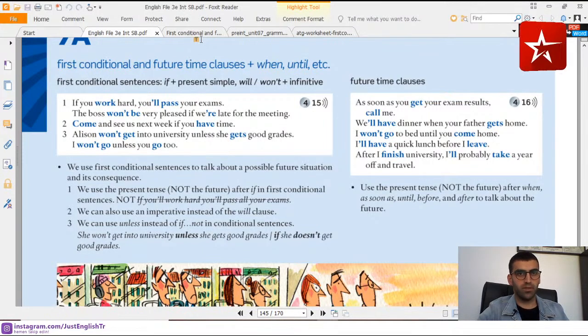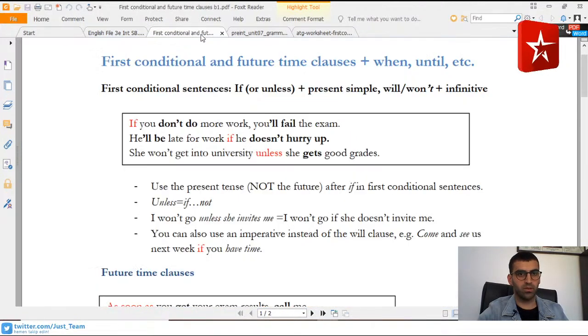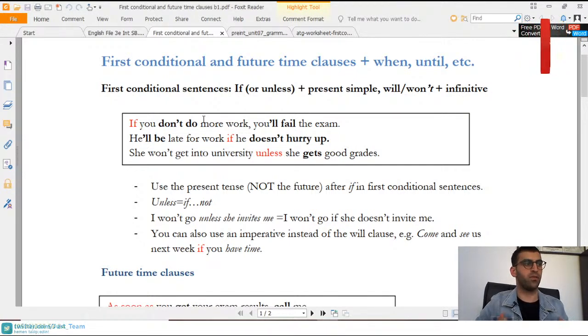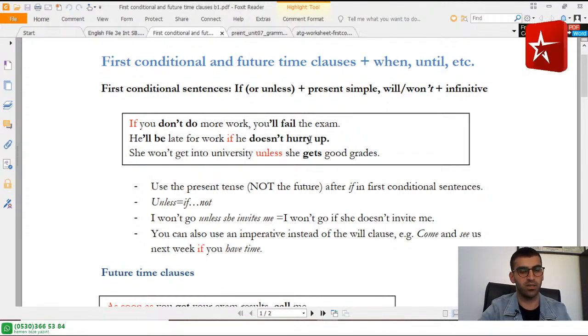I want to show you some grammatical rules. For example, here you can also see: if you don't do more work, you will fail the exam. Or, he will be late for work if he doesn't hurry up.